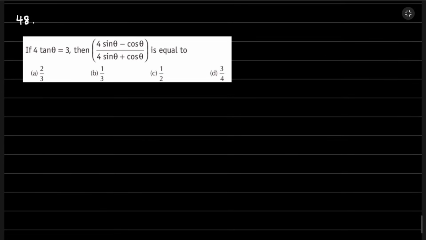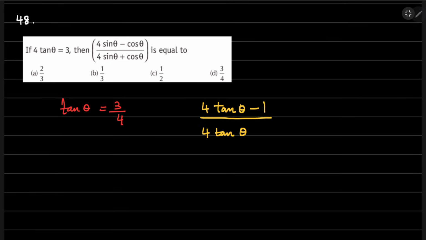48. Again, this is a very similar question. Just convert everything into sine and cos. So, you are given tan theta is equal to, tan theta is nothing but 3 by 4. So, in the given question, divide every term of the numerator and denominator by cos. So, you will have 4 tan theta minus 1. I'm doing it directly because we've already seen this question, divided by 4 tan theta plus 1. Just substitute.